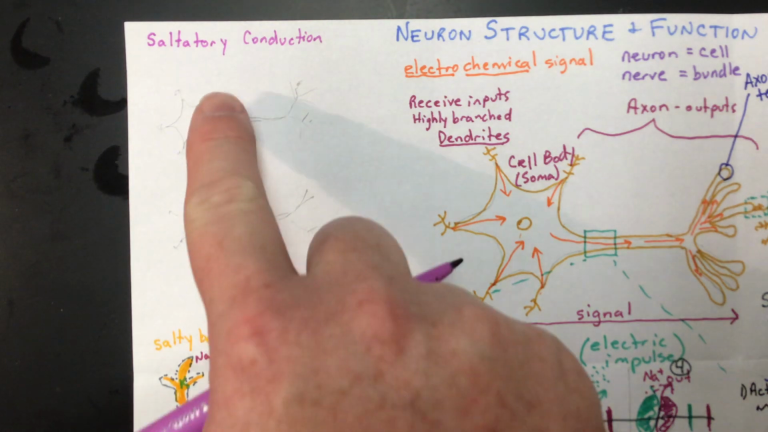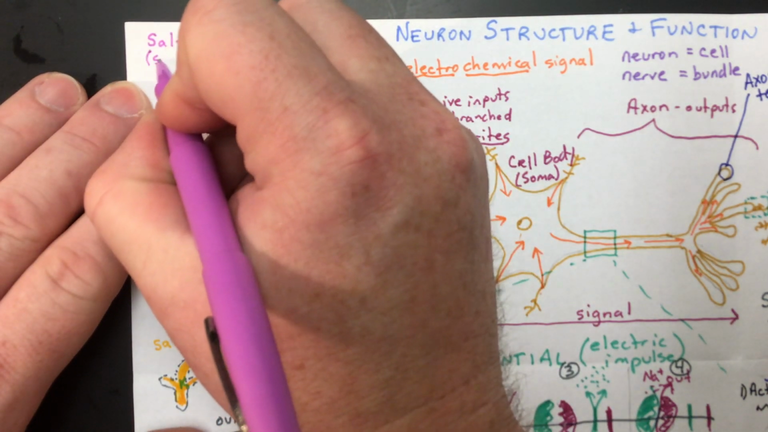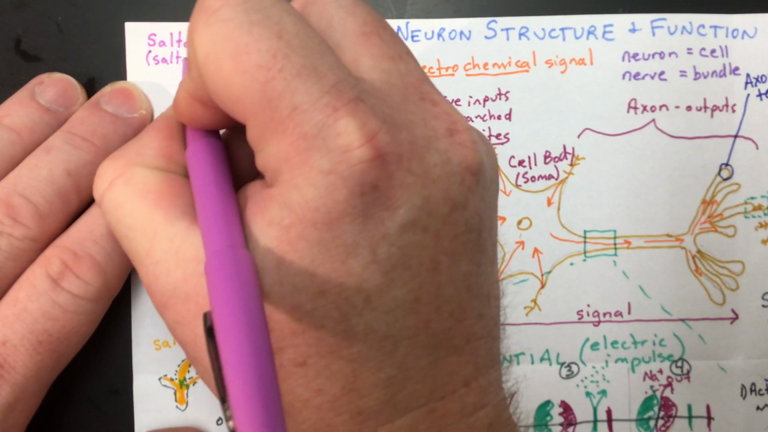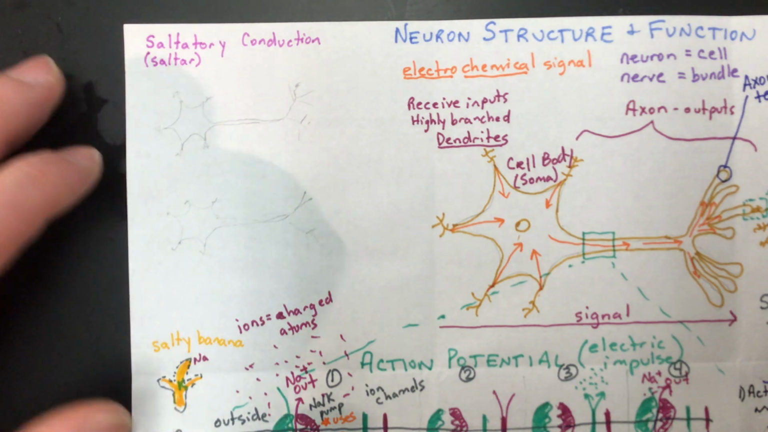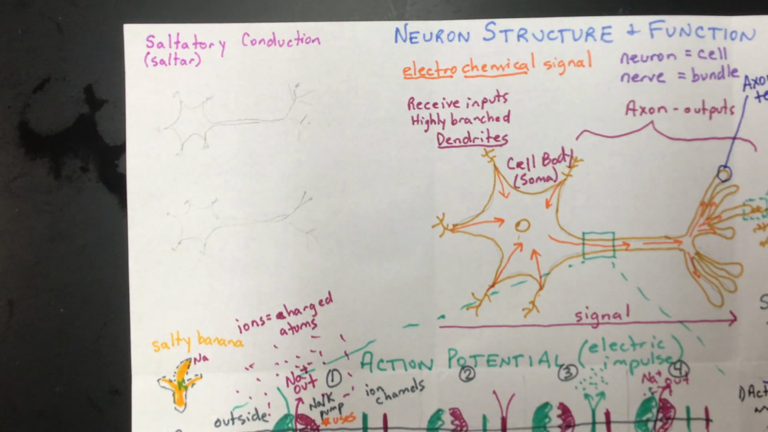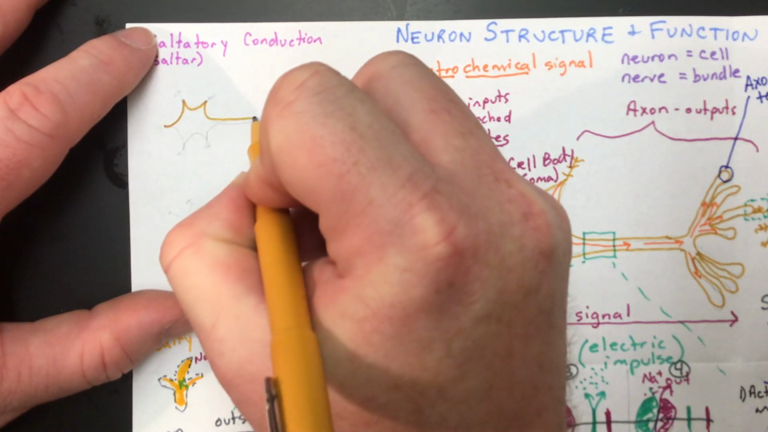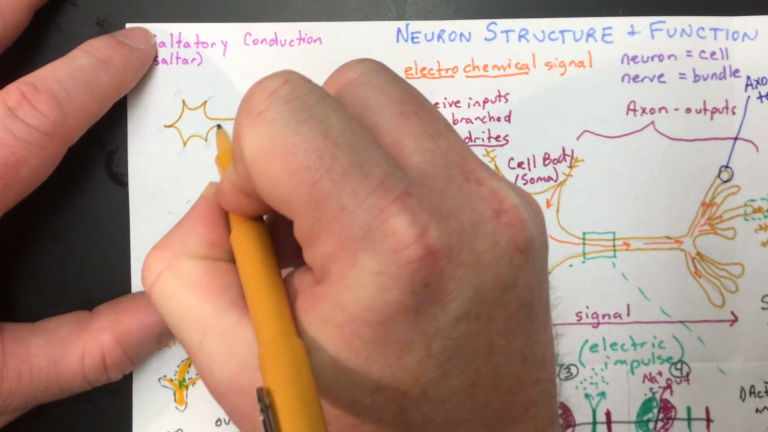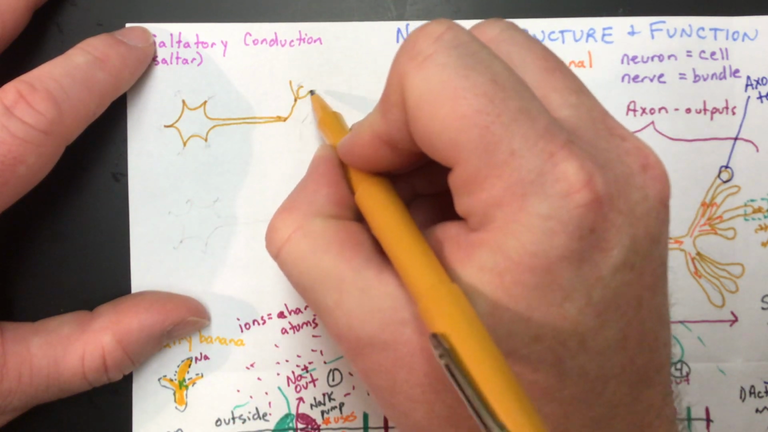And saltatory conduction gets its name from the same roots as the Spanish word saltar, which means to jump or to leap. And the type of signaling that we've talked about so far is just kind of like our regular signaling. And neurons are built for speed.